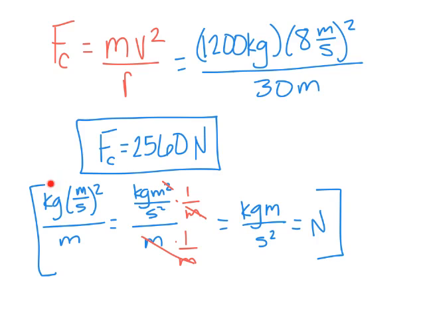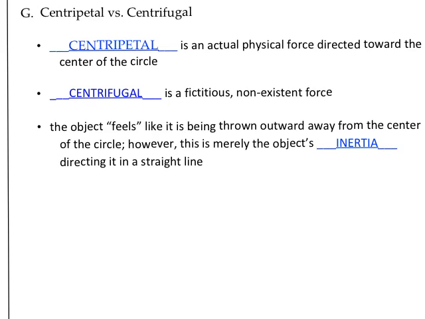I did go ahead and show you the derivation of the units on how the kilograms, the meters per second getting squared and dividing by the meters turns into a newton. However, as long as you remember to put newtons as part of your answer, I'm going to be happy and you will get full credit. Our last section is to determine the difference between centripetal and centrifugal. These are two words that people sometimes use interchangeably, but they are in fact different.